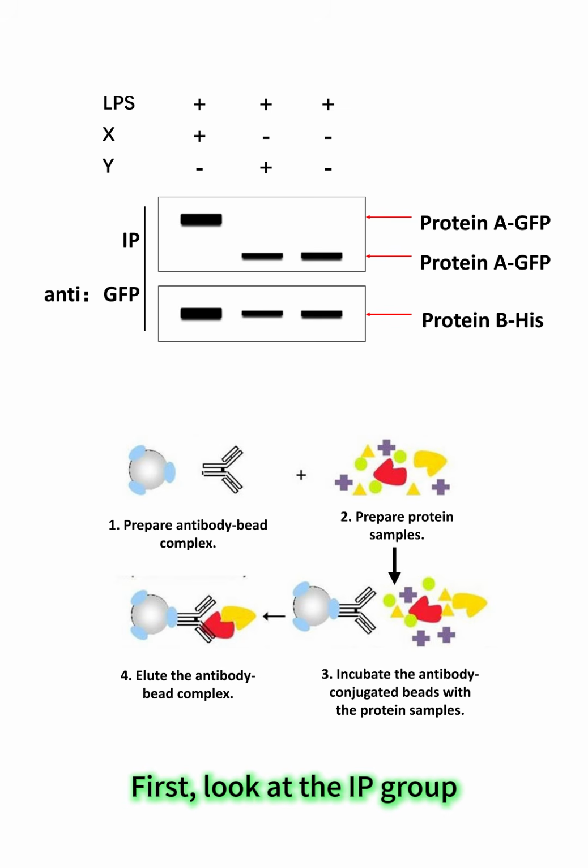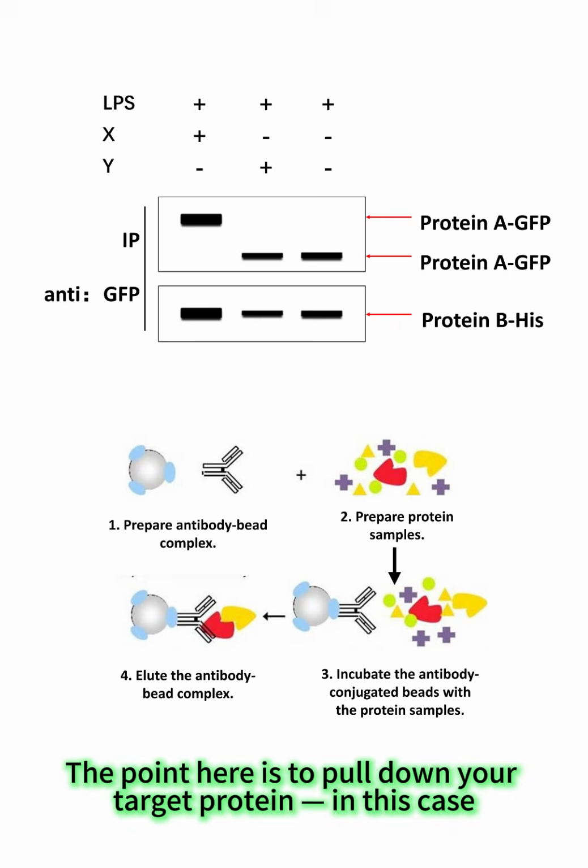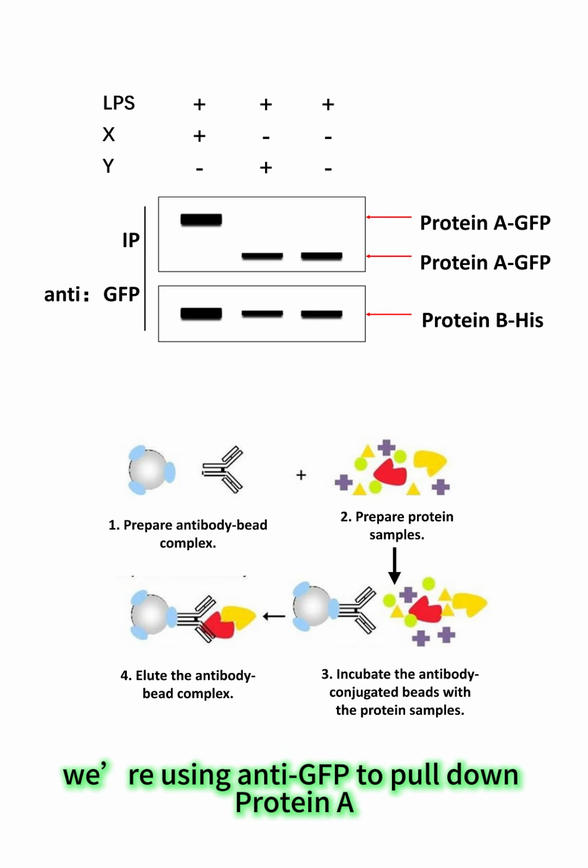First, look at the IP group. IP anti-GFP means that the antibody coupled to the magnetic or agarose beads is against GFP. The point here is to pull down your target protein. In this case, we're using anti-GFP to pull down protein A.